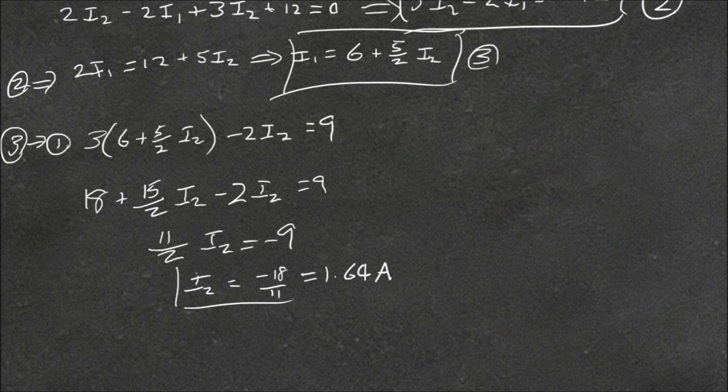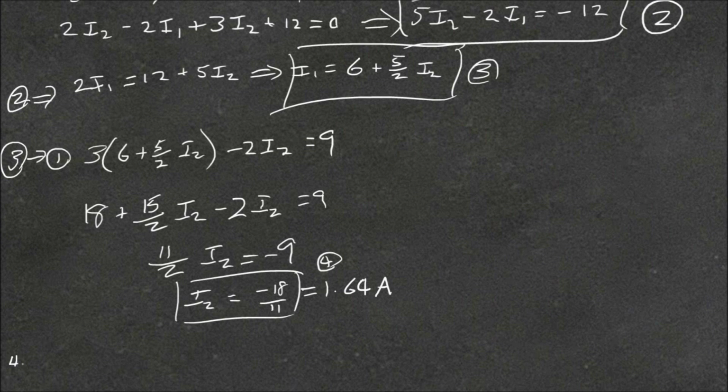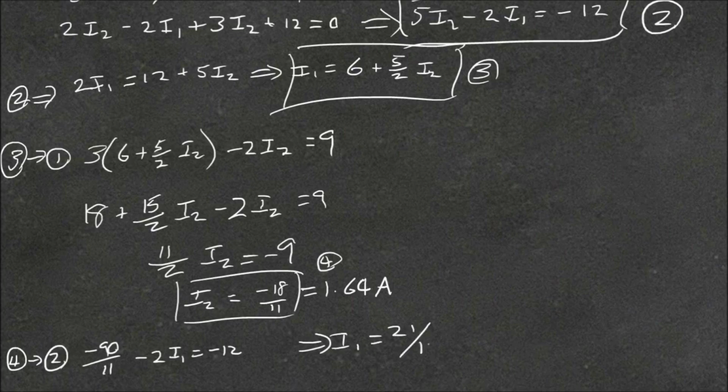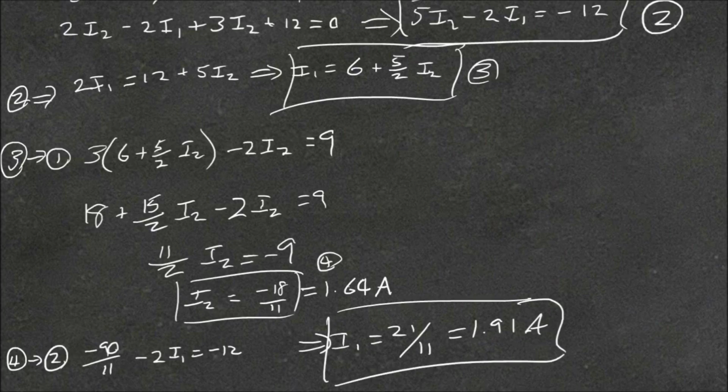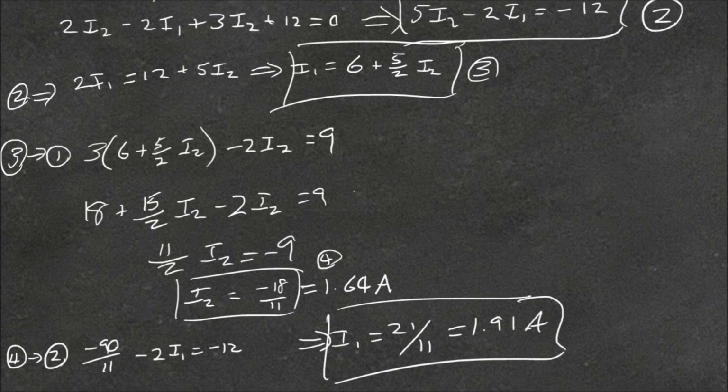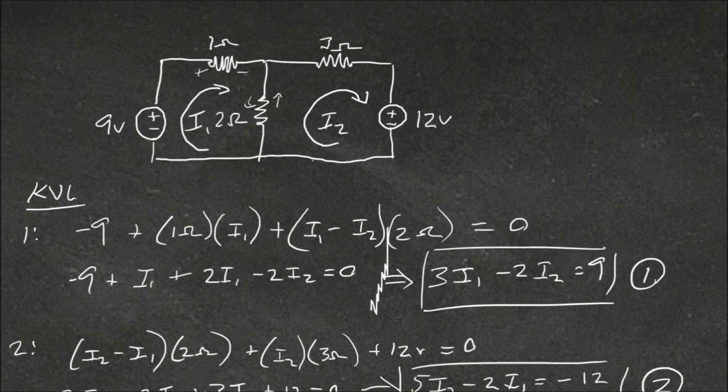So if we substitute this value, which we'll call 4, into our equation 2, so that's 4 into 2, we get negative 90 over 11 minus 2I1 equals negative 12, and this leads to the value I1 equals 21 over 11, which equals about 1.91 amps. And so that's our solution. We've found the two current values for these two loops in the circuit, I1 and I2.